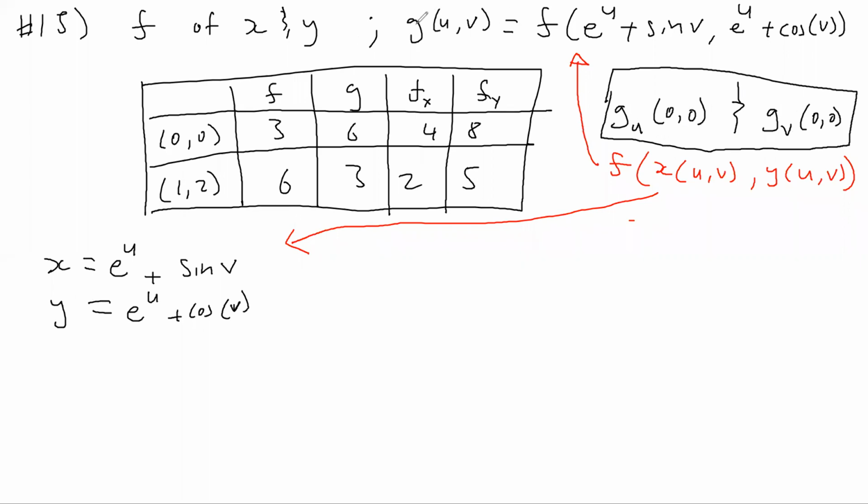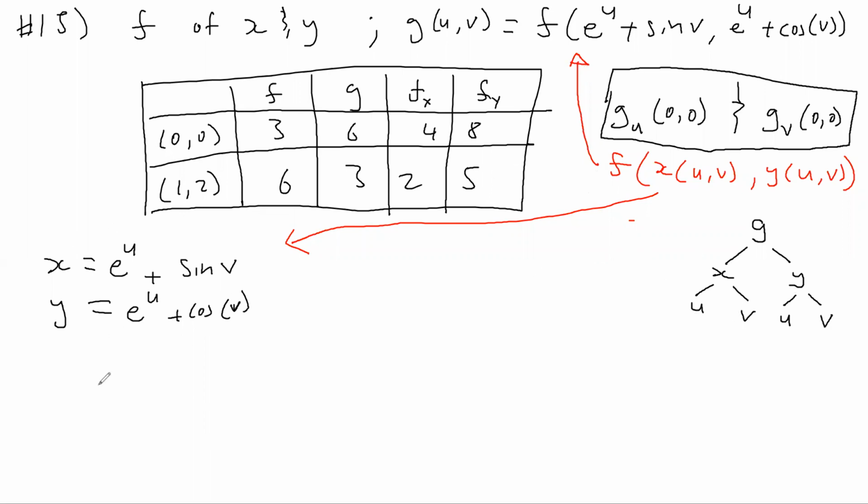I'm going to draw out the tree diagram for this question. So we have g as an outer function, while g is dependent on x and on y, while x and y are both dependent on u and v. So this is just another question where you're dealing with the chain rule.